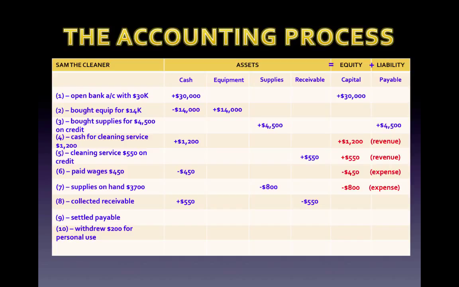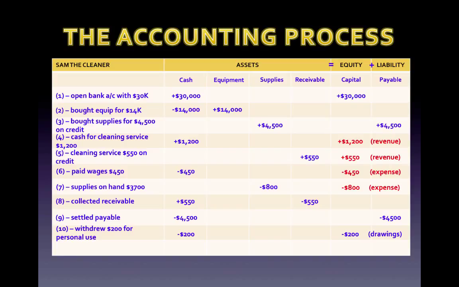Transaction number 9 involves Sam paying off his payables. So he would have reduced his cash by $4,005 to pay off and reduce his payable of $4,005. So again, 1 transaction, 2 effects. Finally, transaction number 10, Sam withdrew $200 for his personal use. So his cash would have been depleted by $200. And this represents the amount taken out by Sam, which basically means that he would have reduced his wealth in the business by taking out money. So he would again have reduced his capital.